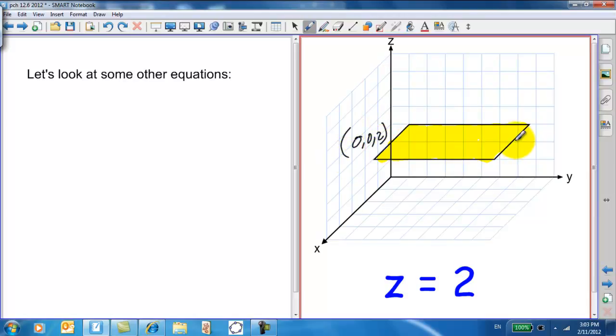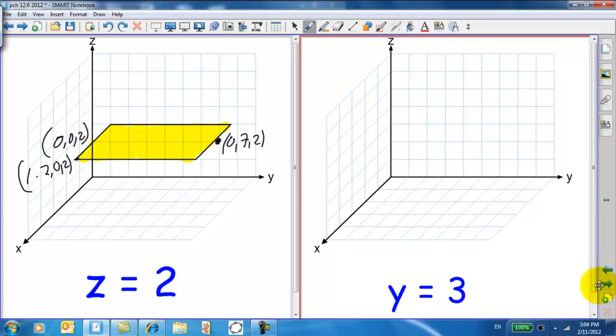Here's a point way over here, (0, 7, 2). And we can have motion in the x direction too. This is (1.2, 0, 2). Notice what they all have in common is z equals 2. That's parallel to the xy plane. Let's try another one now.